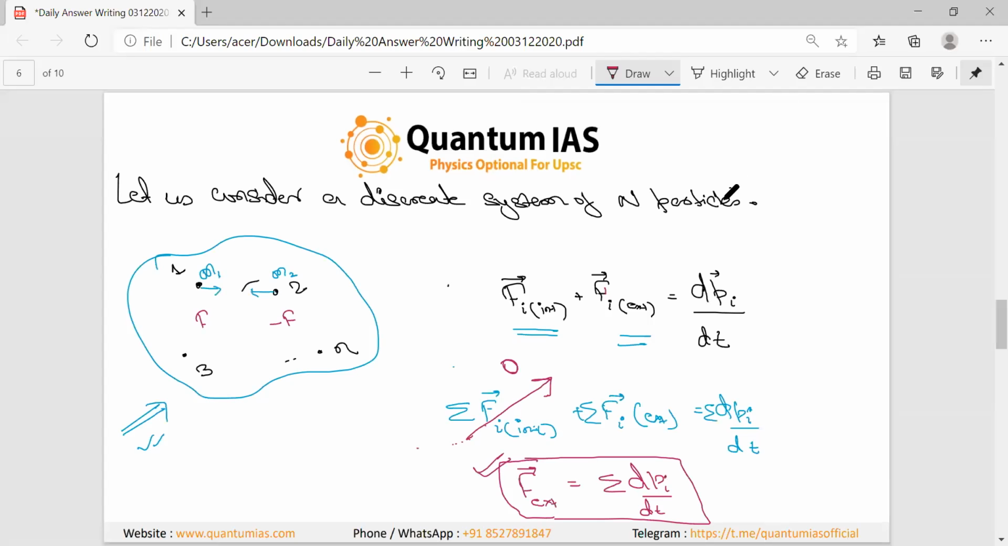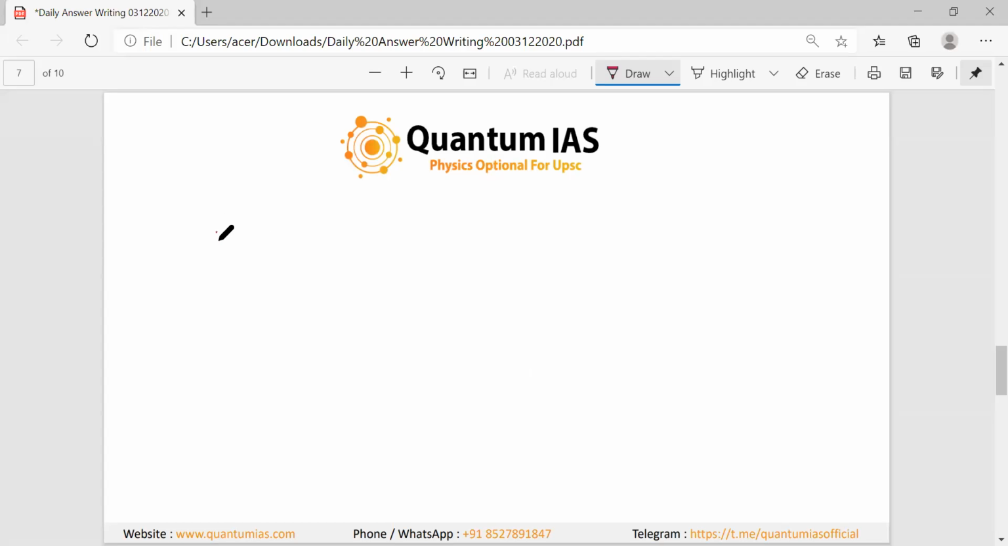If you closely look at this, we can write F external. Let's treat the whole system of mass as a particle. So we can write m total, the total mass, into r vector double dot. We can write F equals m a, or let's describe it as m total into acceleration of center of mass.